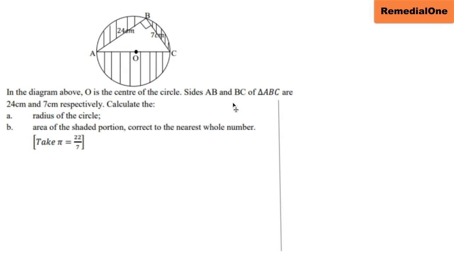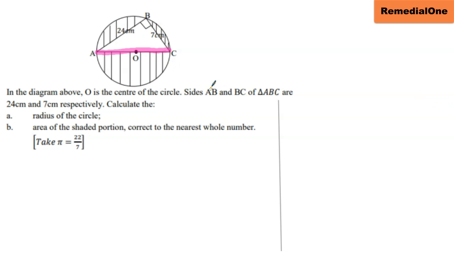In the diagram above, O is the center of the circle. The sides AB and BC of triangle ABC are 24 and 7 centimeters respectively. They have already labeled this inside the diagram. They want us to find the radius. The radius is either from here to here or from here to here. So if we are able to find the whole of AC, half of AC will help us find our radius. That's AC, that's the diameter.